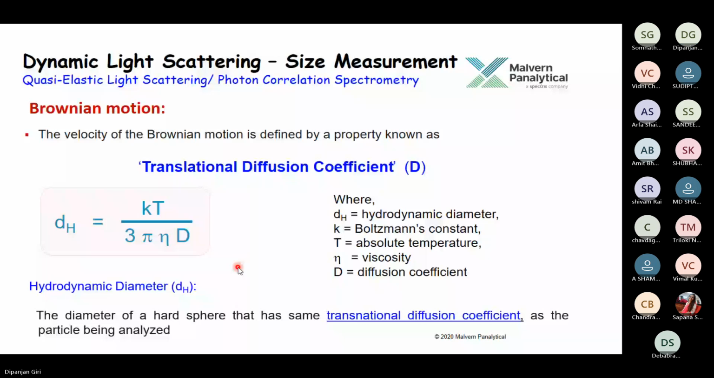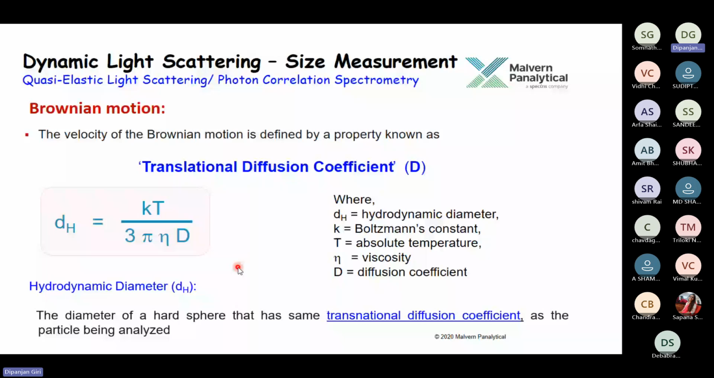Okay. So the DLS technique helps us measure this D, and you can use the Stokes-Einstein equation to get the size of the particle. In order to understand how it is measured, you need to understand the effect of the Brownian motion on the scattering of light by the particles.